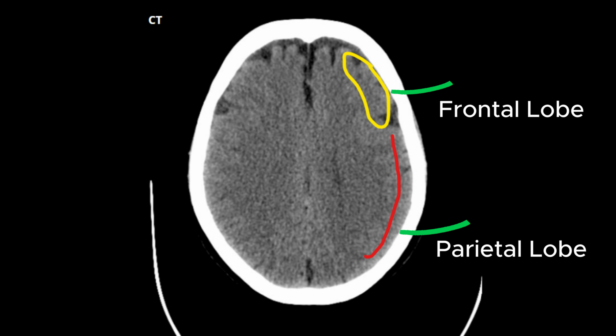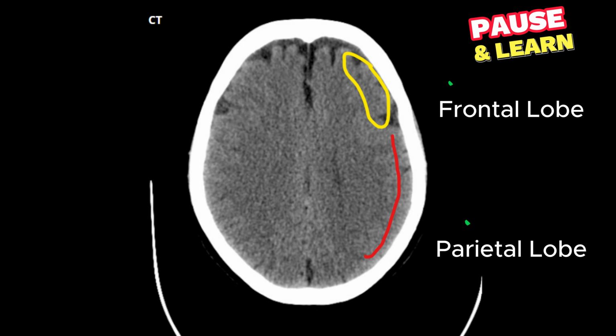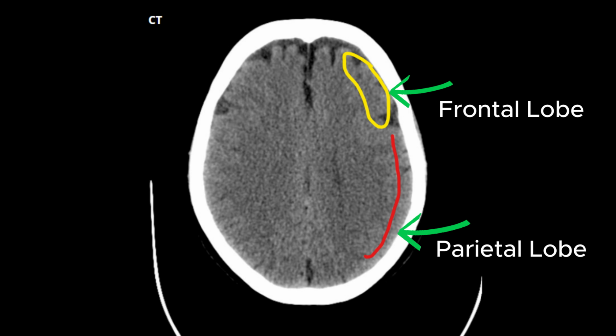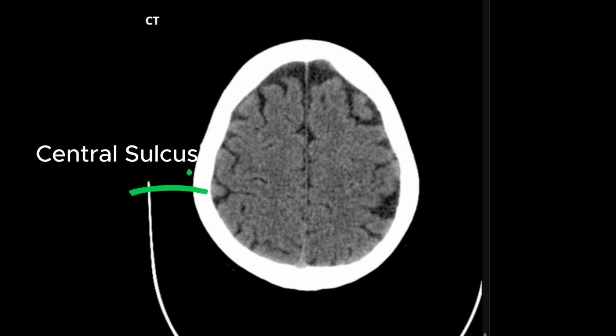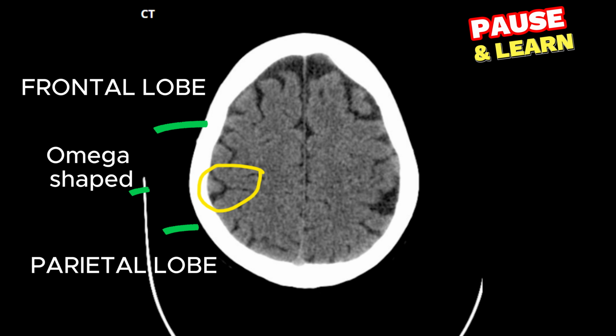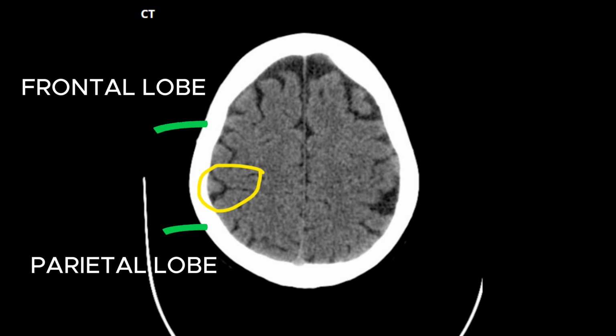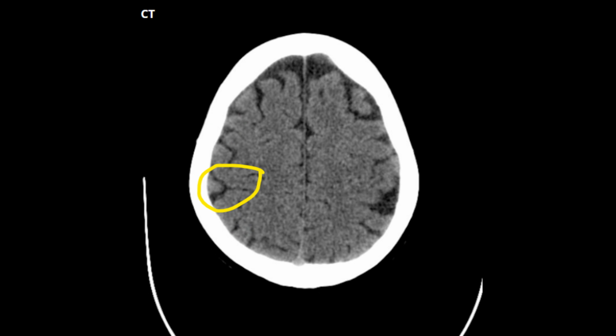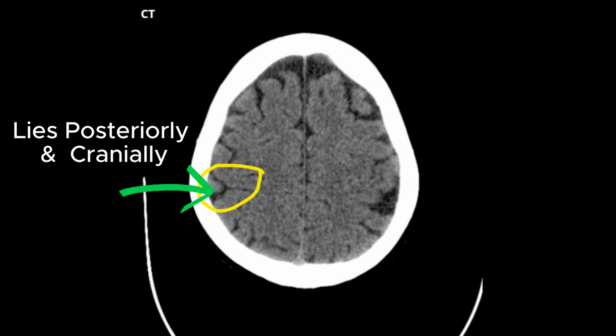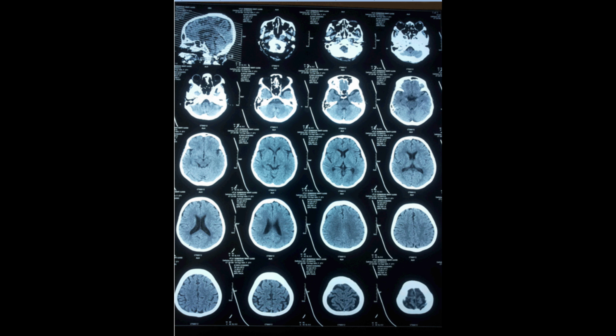At this level, only frontal and parietal lobes can be seen, separated from each other by a central sulcus, which appears as omega-shaped. Part of brain anterior to central sulcus is frontal lobe, and the part lying posterior to it is parietal lobe. And if we talk about the position of central sulcus, it lies posteriorly and cranially. So this is a CT film, and previously when I said the phrase "as we move cranially," I meant it in this direction towards the vertex.